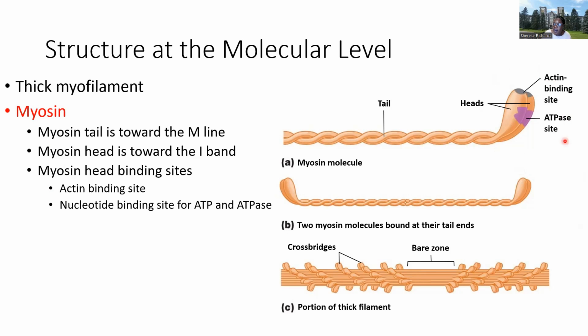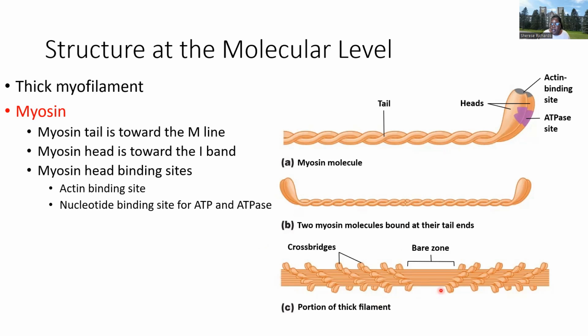And then the heads of the myosin are sort of curved upward, and they have two binding sites. One is for actin and one is for ATP. So we can already begin to see that myosin has the site which can bind the ATP, which is going to be responsible for energizing this whole process. So the myosin heads can bind the actin, which is going to be important for the actual shortening of the sarcomere, but it can also bind the ATP, which is going to energize that action.